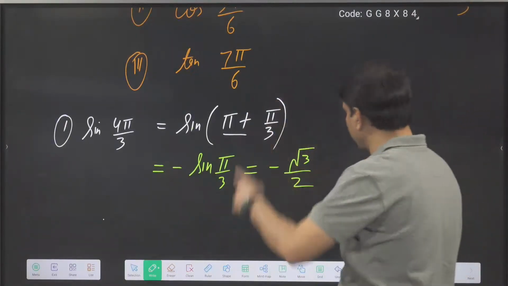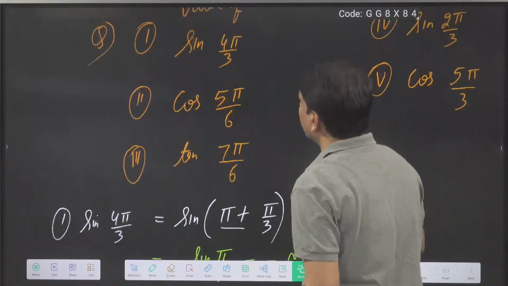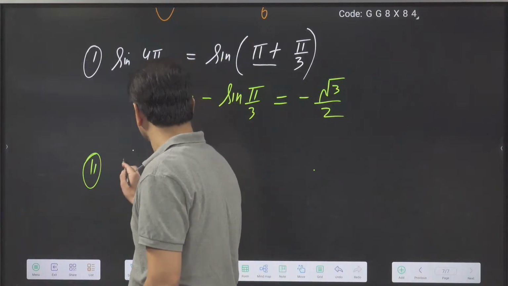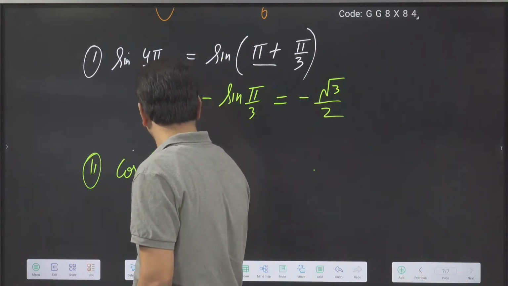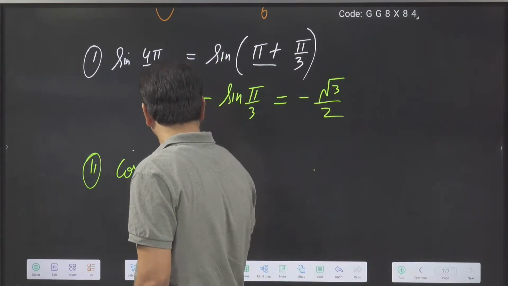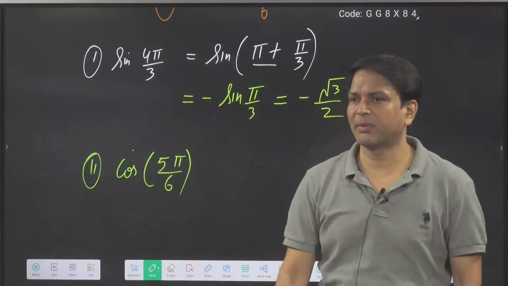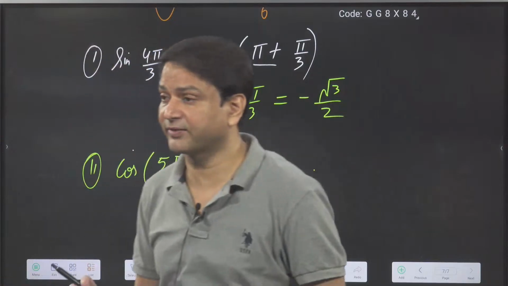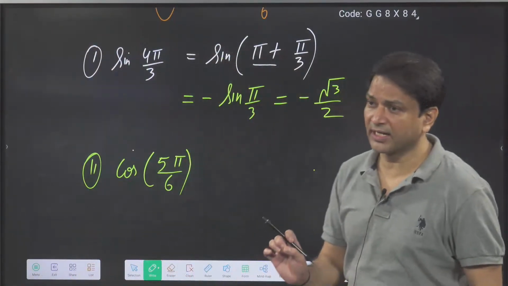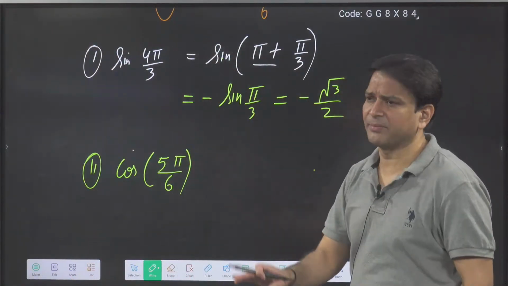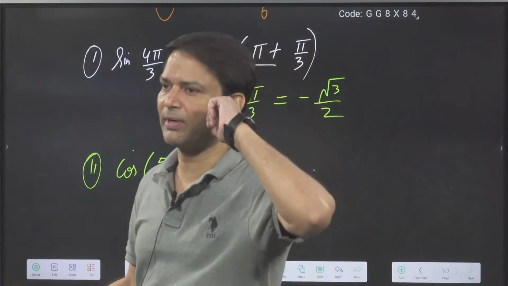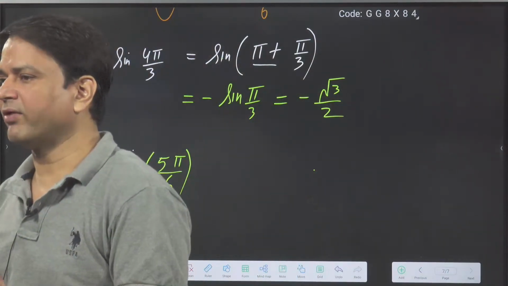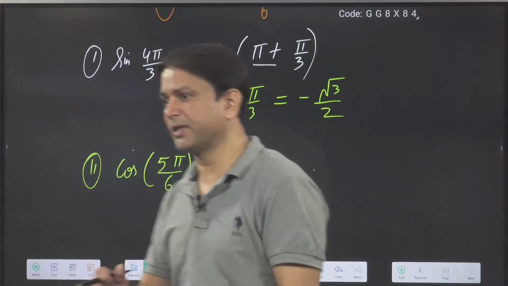One more I will solve, the rest 3 you will solve. Next one I gave: cos 5 pi by 6. 5 by 6 is less than 1, which means this angle is less than pi. More than pi by 2 we know, but it is less than pi. Less than pi, then how will I split? Pi minus.